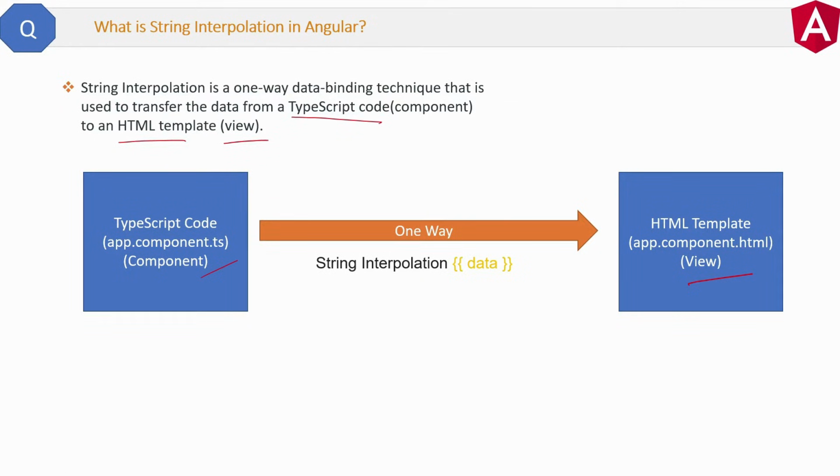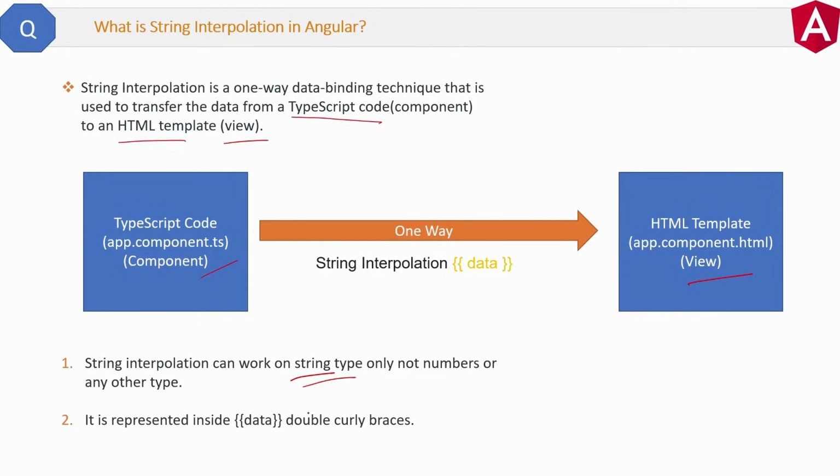Now there are two important things about interpolation. First, string interpolation can work only with string type, not with numbers, not with booleans, or any other type. And the second important thing is it is represented inside double curly braces.